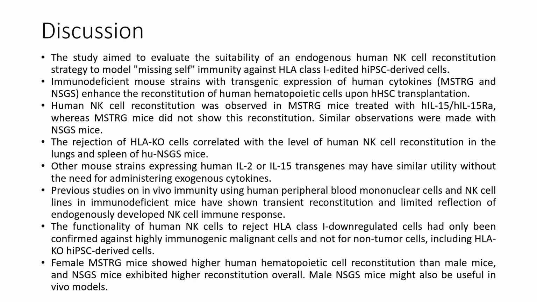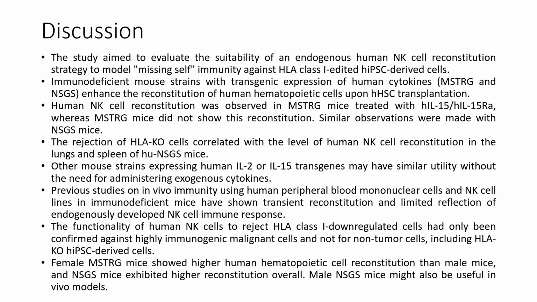Immunodeficient mouse strains with transgenic expression of human cytokines enhanced the reconstitution of human hematopoietic cells upon HSC transplantation. Human NK cell reconstitution was observed in MISTRG mice treated with hIL-15, hIL-15R alpha, whereas MSTRG mice did not show this reconstitution. Similar observations were made with NSGS mice. The rejection of HLA-KO cells correlated with the level of human NK cell reconstitution in the lungs and spleen of human NSGS mice.